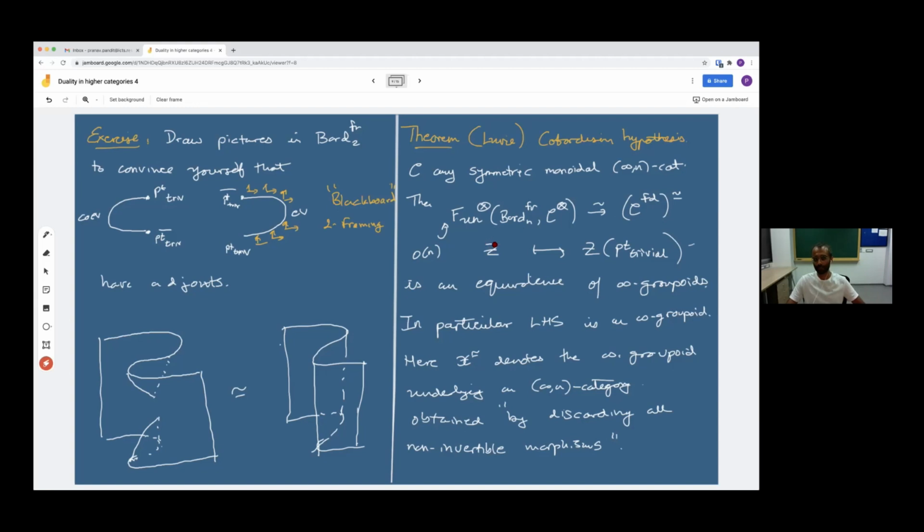It's easy to describe what this O(n) action is if I look at the case when n equals 1. When n equals 1, this is just dualizable objects in a symmetric monoidal category, and O(1) is just Z mod 2Z, and the action is just the action which takes an object to its dual. The Z mod 2Z action simply switches an object with its dual. So the higher notion of dualizability has much more structure and includes the action of the homotopy O(n) action.